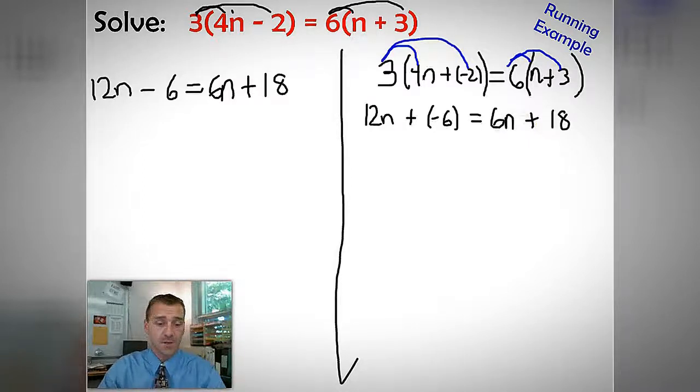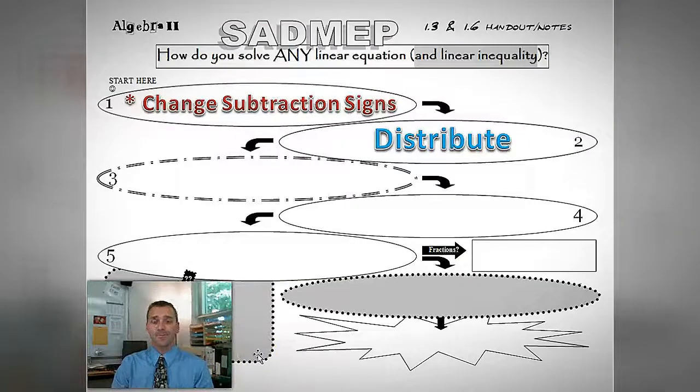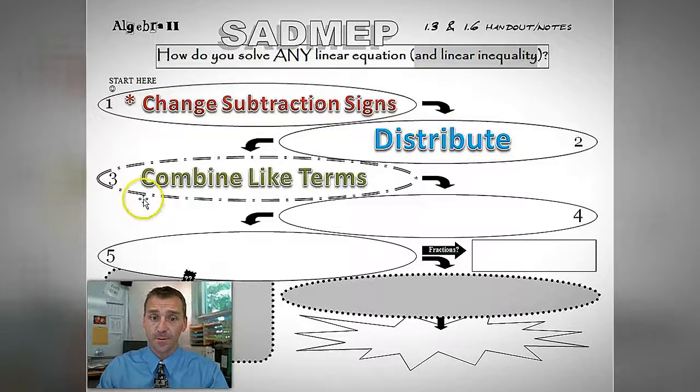And again, sometimes, guys, you're not going to have to do that distributive step. Here's step number 3. And in fact, sometimes you're not going to have to do this step either. But it says combine like terms. Now, I have this one in a, I guess we'll call it dotted oval, because you have to be careful when you combine like terms.